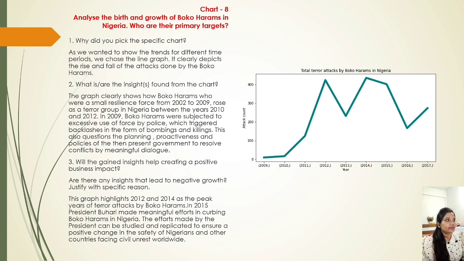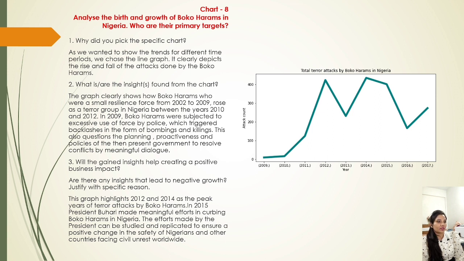In chart number 8, we are analyzing the birth and the growth of Boko Haram in Nigeria, and who their primary targets are. As we wanted to show the trends for different time periods, we chose the line graph. It clearly depicts the rise and the fall of the attacks done by Boko Haram.